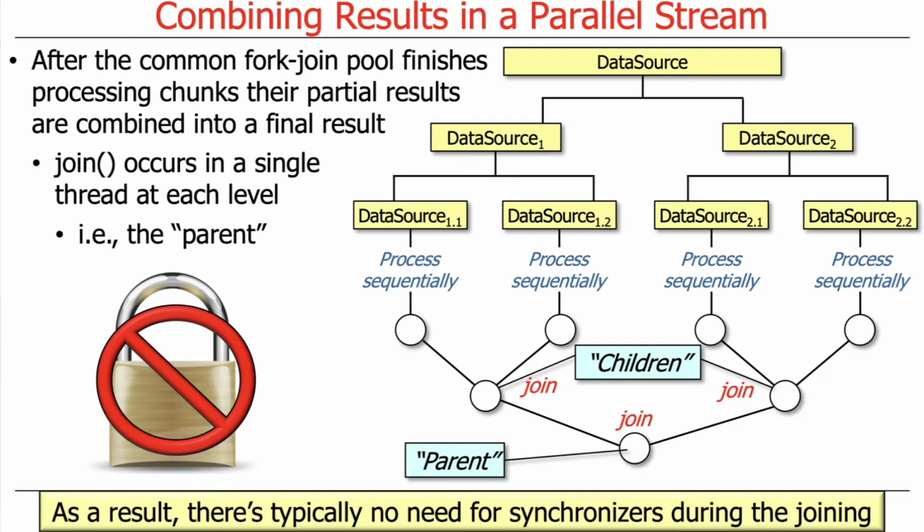Because everything is done by joining in a parent in a single thread, even though there's lots of threads, each pair of things that come back are joined in a single thread. There could be multiple of these joins happening in parallel, of course. There's no need for any synchronizers during the joining. So the joining phase is done without you, the programmer, having to synchronize. Of course, there's synchronization occurring under the hood to make sure that the data caches are flushed properly, et cetera, et cetera.